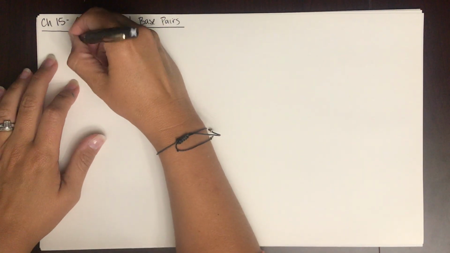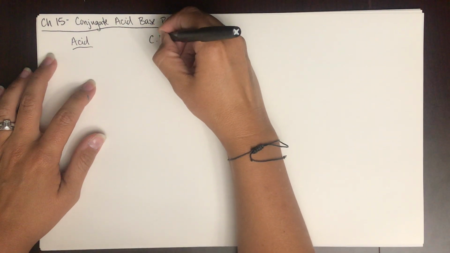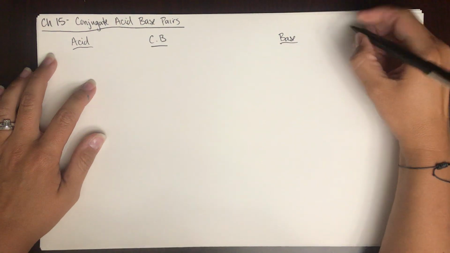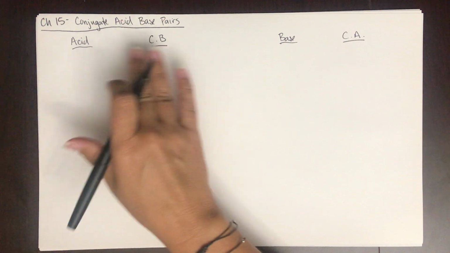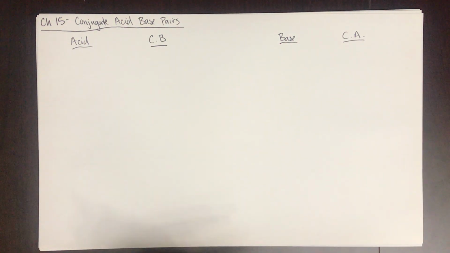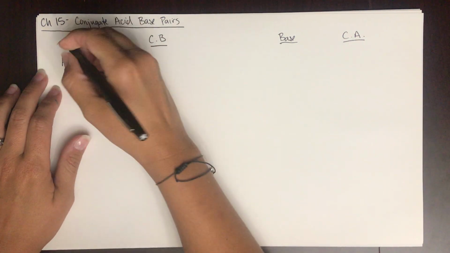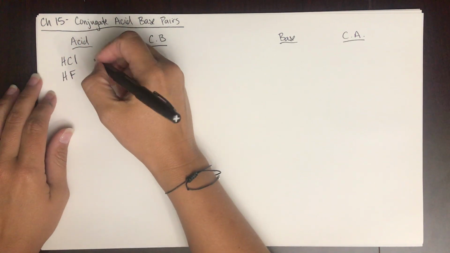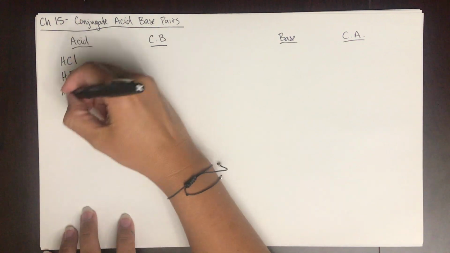So if I give you a list of acids, I would expect you to be able to write the conjugate base. And if I gave you a base, I would expect you to be able to write the conjugate acid. So again, the difference between an acid and a conjugate base is the loss of a hydrogen. So let's just write some acids over here. Here's HCl, HF, so this is hydrochloric acid, hydrofluoric acid, H2CO3.